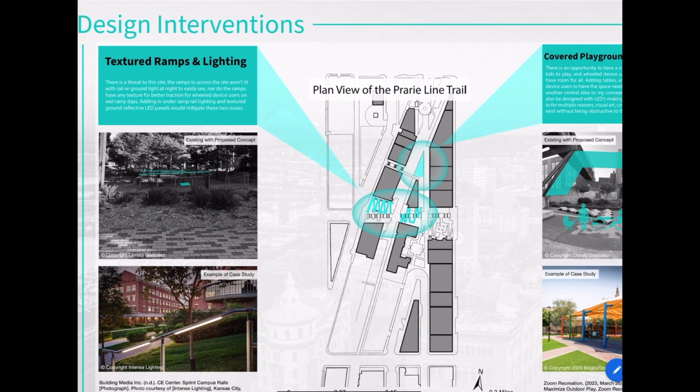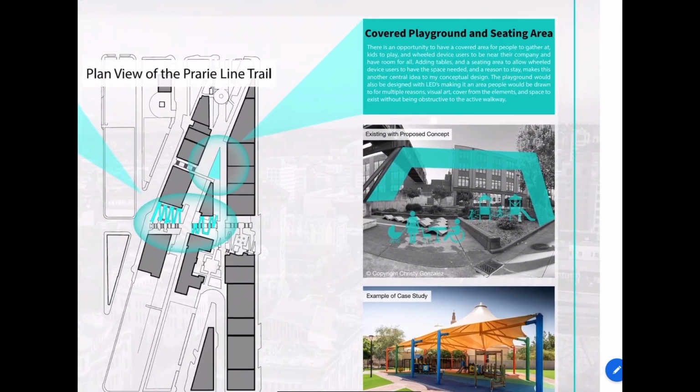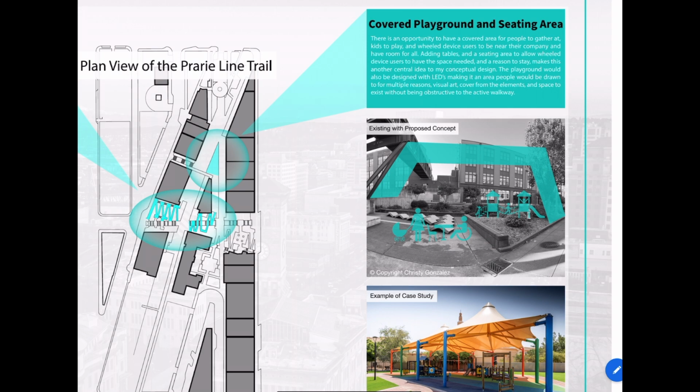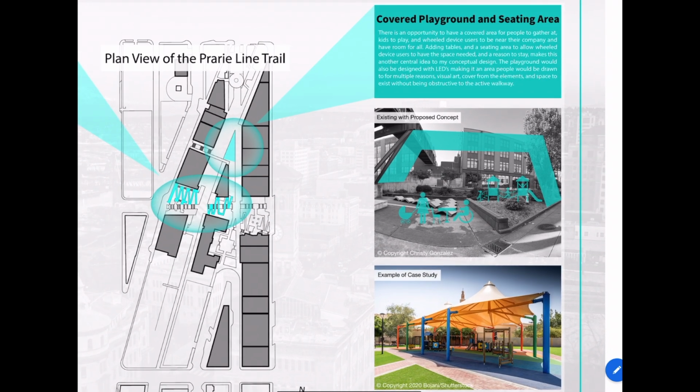Next is covered playgrounds and seating area with tables. There is an opportunity to have a covered area for people to gather at, kids to play, and wheeled device users to be near their company and have room for all. Adding tables and a seating area to allow wheeled device users to have the space needed and a reason to stay makes this another central idea to my conceptual design.